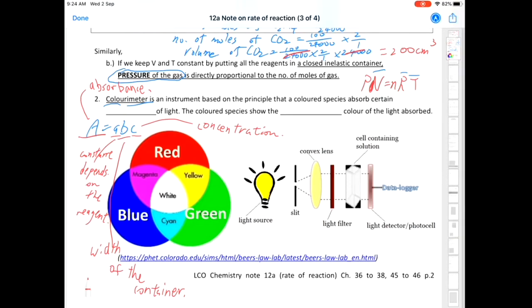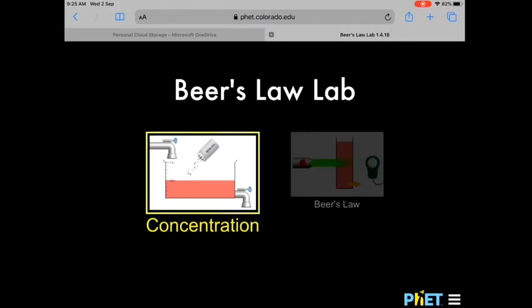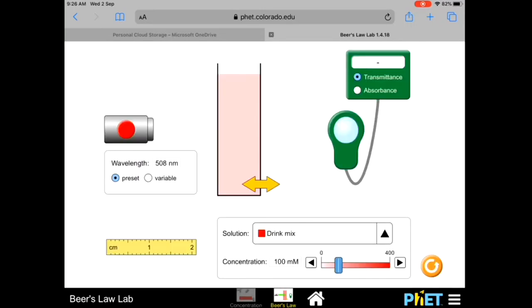I show you an animation first. 咁頭先嗰條 law 有個名嘅，即係 A 等於 ABC，佢深啲嘅 version 就唔係 A equal to ABC 啦，佢係 A 等於一個希臘文字好似 E 咁嘅符號 epsilon，跟住乘 L，再乘翻 C 啦。不過 DSE 入邊用嗰個 ABC 就搞掂啦。嗰條 law 叫做 Lambert-Beer's law.